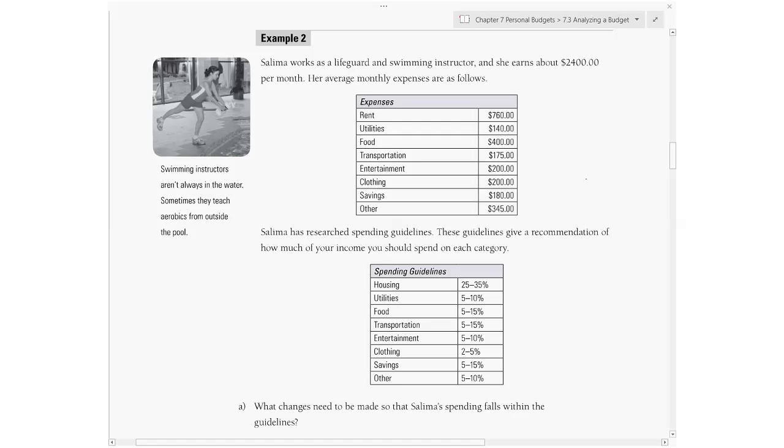In example 2, we have Salima. She's working as a lifeguard and a swimming instructor. She earns about $2,400 per month. Okay, so her average monthly expenses are here.